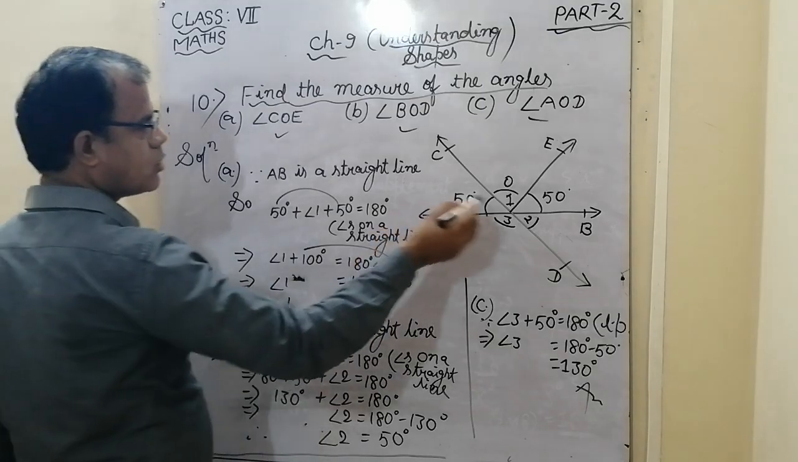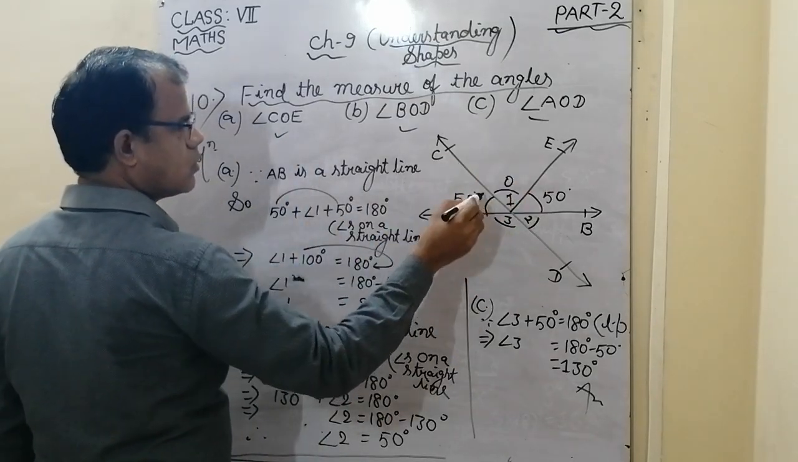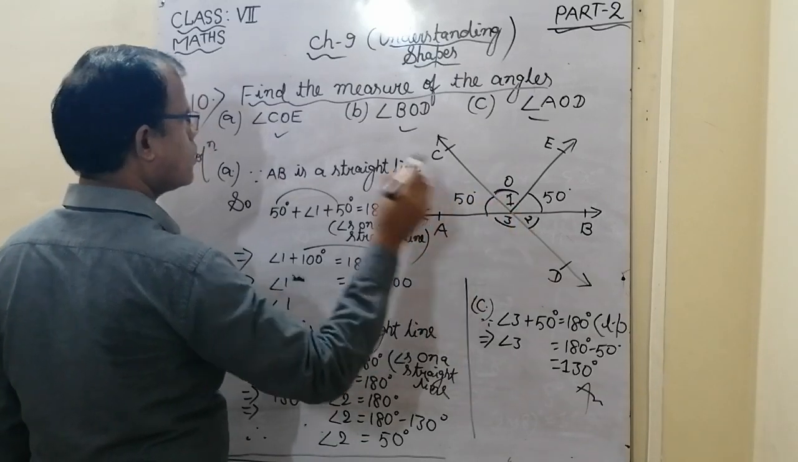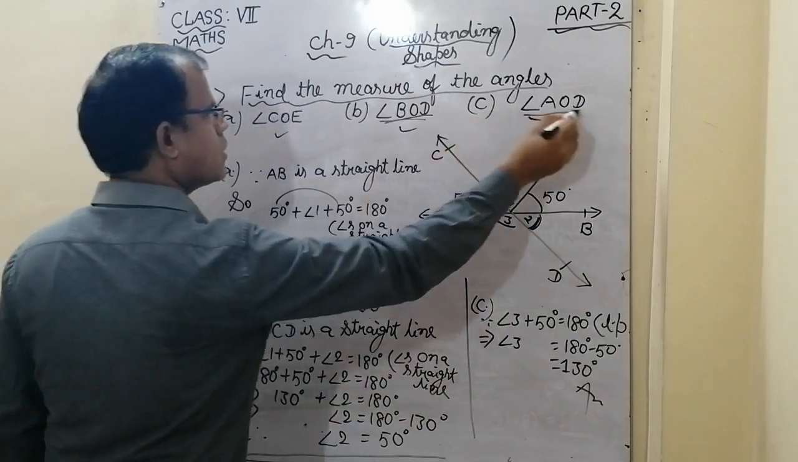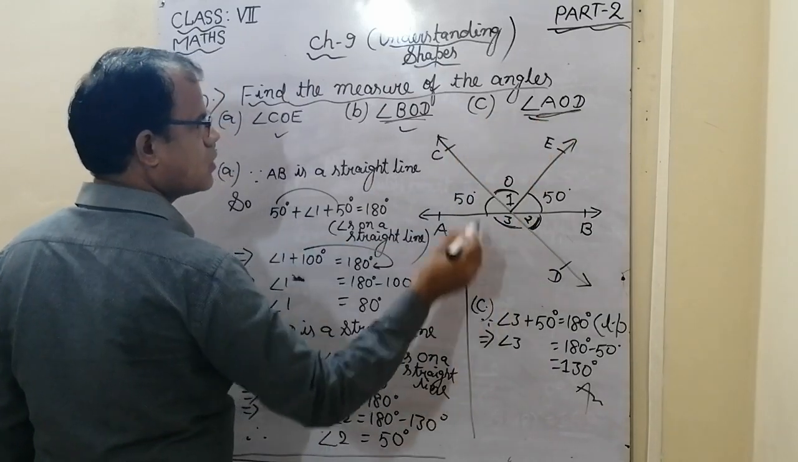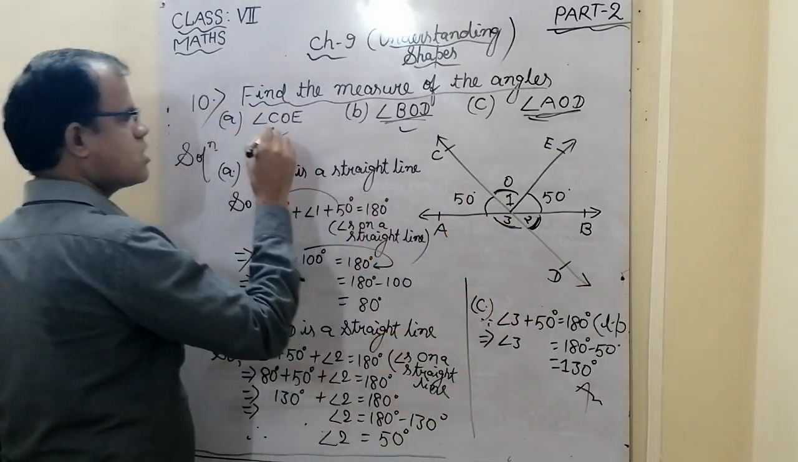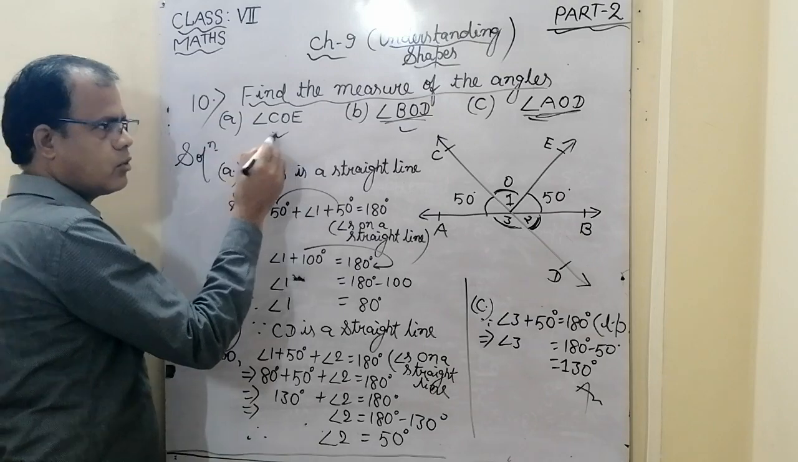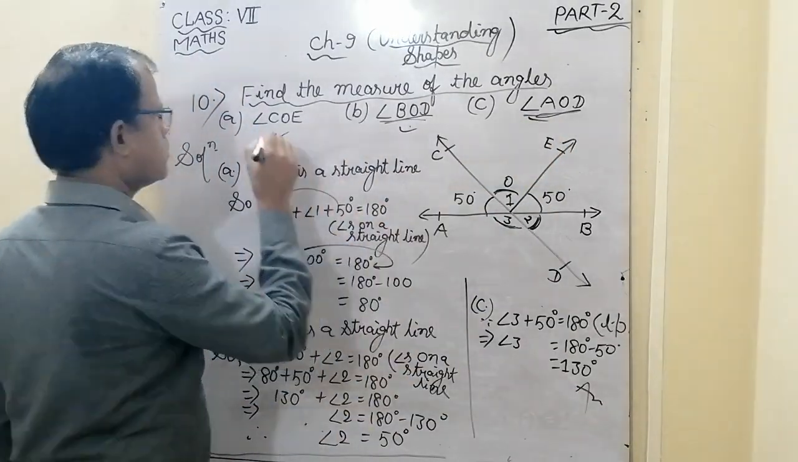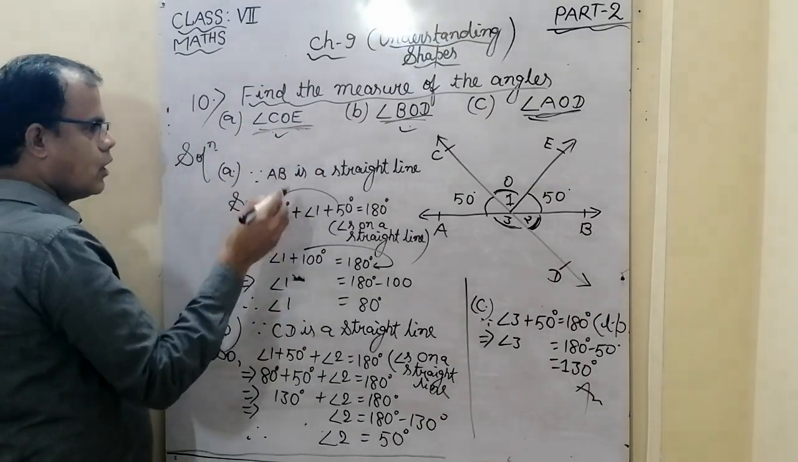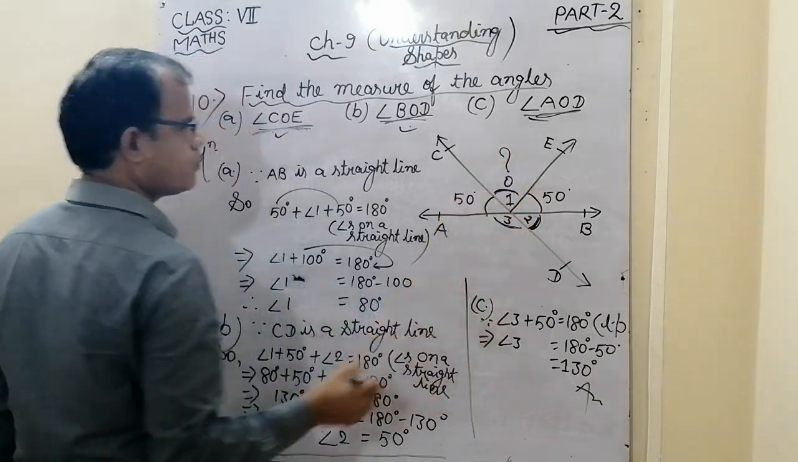So here you see, this is the figure, angle COE. We let this angle be angle 1, this angle BOD be angle number 2, and this angle AOD be angle 3. So we have to find out angle 1, angle 2 and angle 3. First is angle 1, this angle COE, we have to find out.